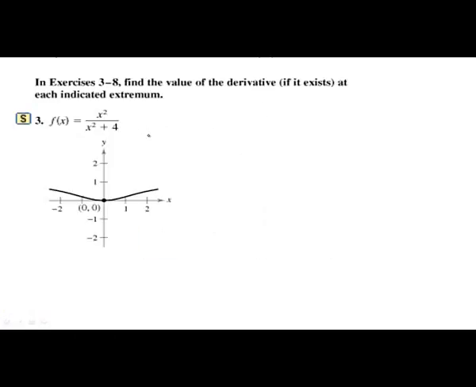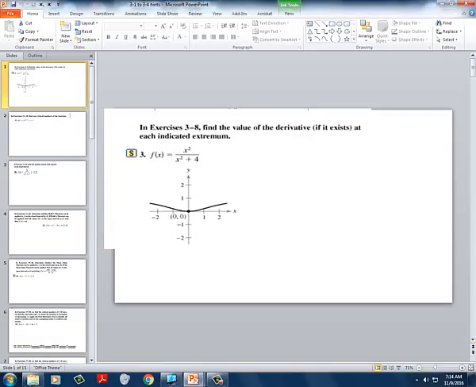All right. Find the value of the derivative if it exists at each indicated extremum. So basically, we got to take the derivative of this thing. And this seems like the wrong stuff, doesn't it? I think this is the wrong PowerPoint.